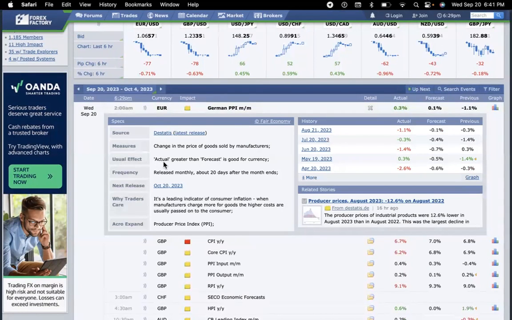So actual greater than forecast is good for the currency. So you do want to pay attention to the forecast here. And as we can see, the forecast was negative 0.5.